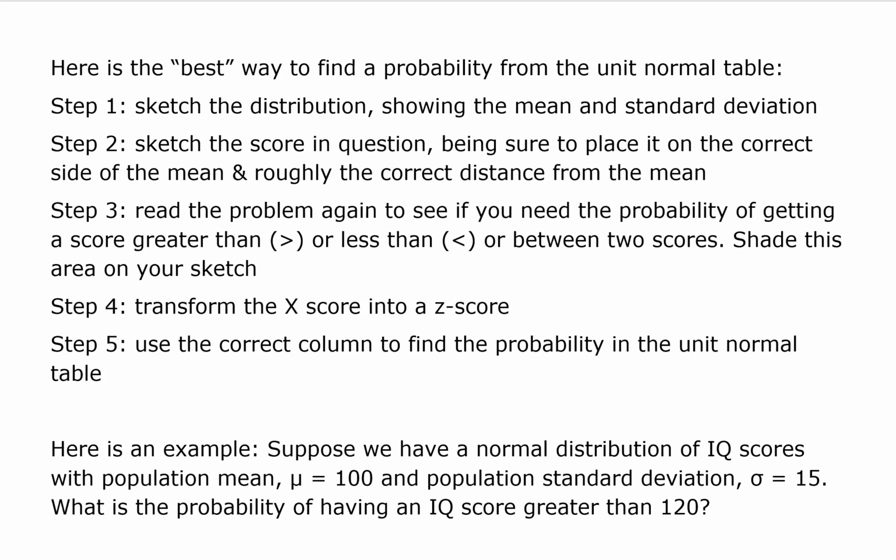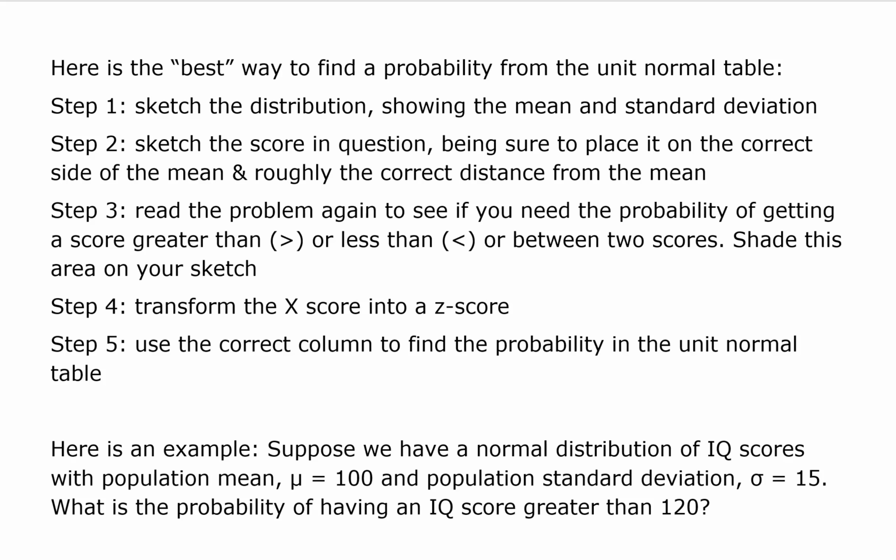Step 3, read the problem again to see if you need the probability of getting a score greater than, or less than, or between two scores. Shade this area on your sketch. Step 4, transform the X score into a Z score. Step 5, use the correct column to find the probability in the unit normal table.